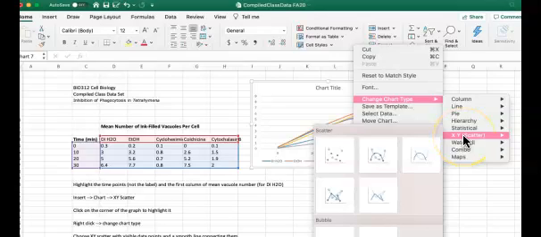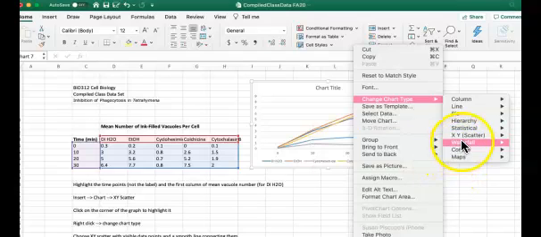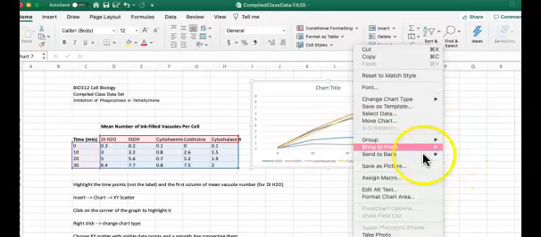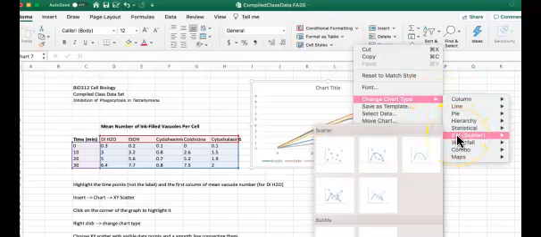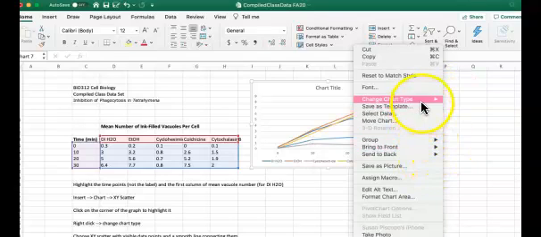Now, there are lots of different versions of the XY scatter chart here. You'll see that I'm offered just a line. Hold on just a sec. I'm offered a version that shows just a smooth line.